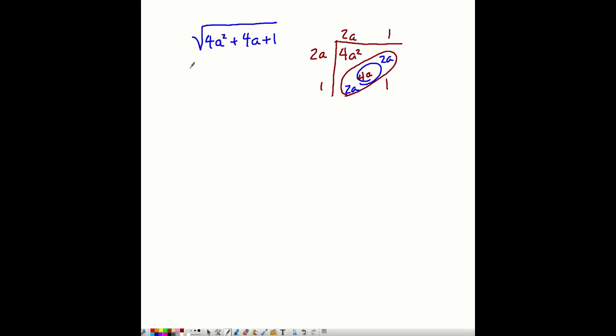me 4a. So the factors of this are the square root of (2a plus 1) times (2a plus 1), which is a perfect square. So the square root of a perfect square is the radicand. So that's going to be 2a plus 1.